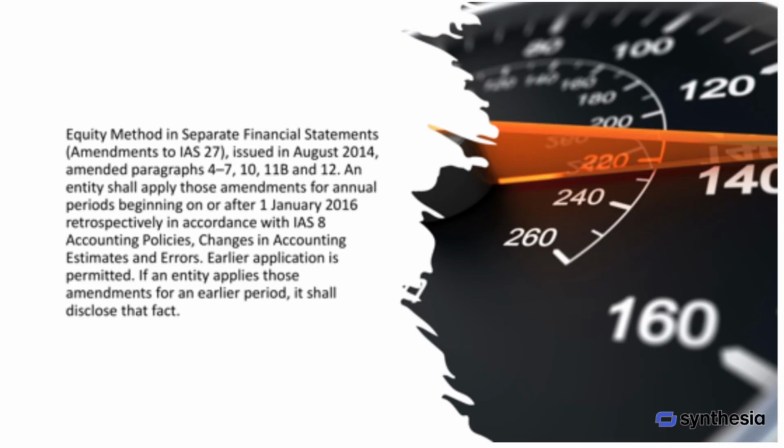The equity method in separate financial statements, amendments to IAS 27, issued in August 2014, amended paragraphs 4, 7, 10, 11B, and 12. An entity shall apply those amendments for annual periods beginning on or after the 1st of January 2016, retrospectively in accordance with IAS 8 Accounting Policies, Changes in Accounting Estimates and Errors. Earlier application is permitted. If an entity applies those amendments for an earlier period, it shall disclose that fact.